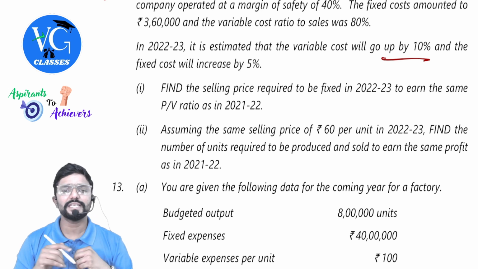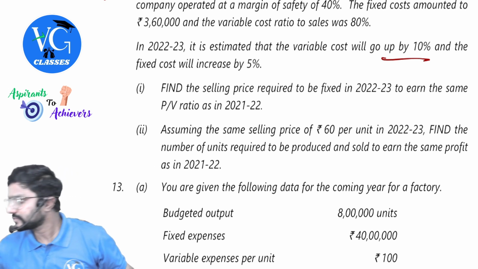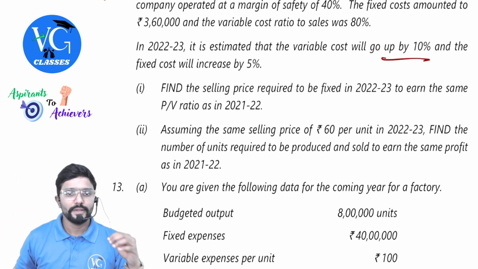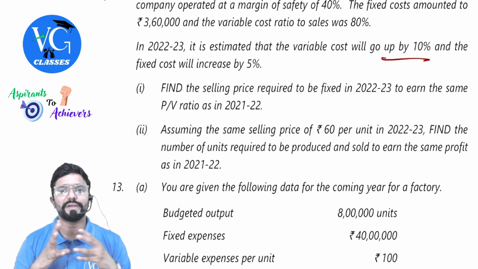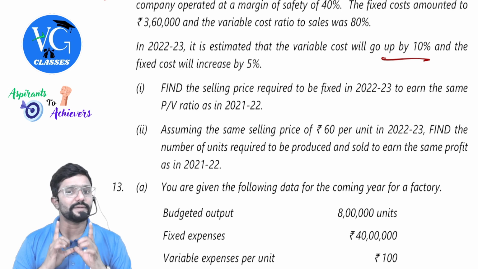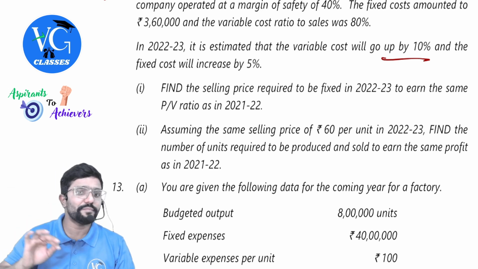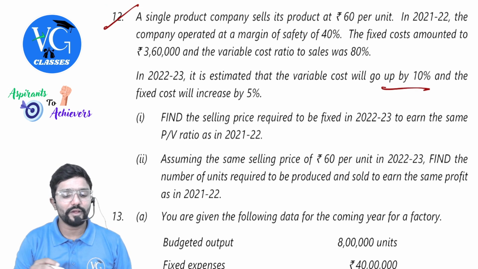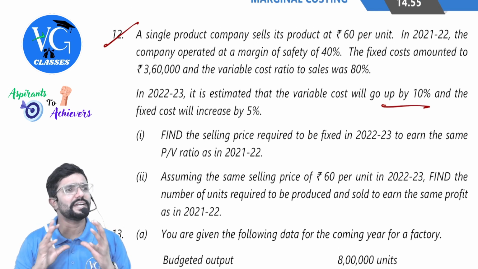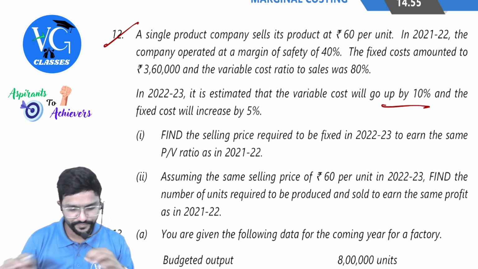Okay. Assuming the same selling price of 60 rupees per unit in 22-23. Find the number of units required to be produced and sold to earn the same profit as 21-22. Means desired profit. Whatever profit you have made in 21-22, they are trying to tell keep the same as desired profit. Okay.